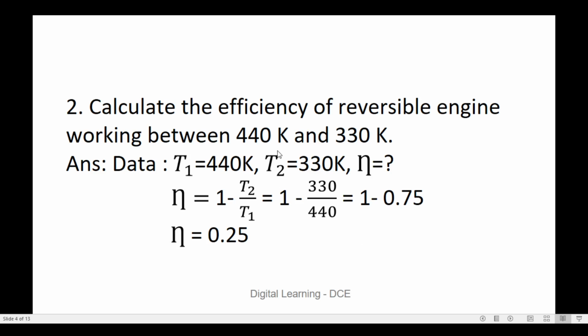So next, calculate the efficiency of the reversible engine working between 440 Kelvin and 330 Kelvin. So this is a direct formula. So given, temperature of the source T1 is 440 Kelvin and temperature of the sink represented by T2 equals 330 Kelvin. So we have to find the efficiency. So eta equals question mark. So we have the formula eta is equal to 1 minus T2 divided by T1 will be equal to 1 minus 330 divided by 440. So substitute the values. So then efficiency will be equal to 0.25 or 25%.